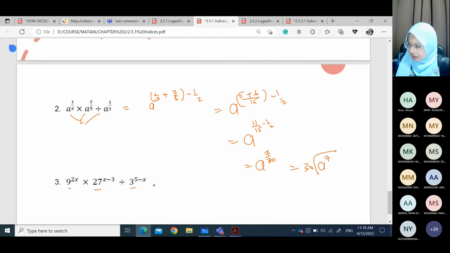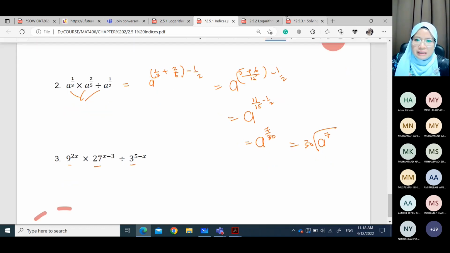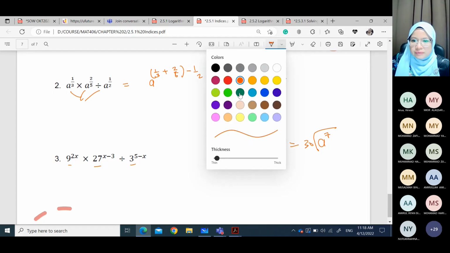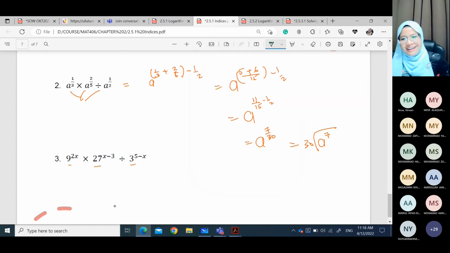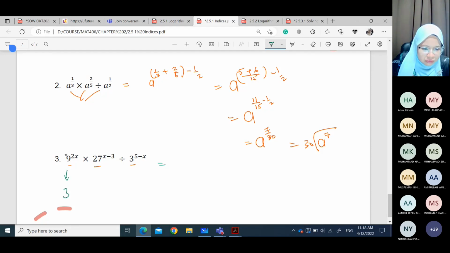9, 27 dan 3. Okay, so yang ini kita tahu dah. Base bagi 9 adalah 3. I guna colour lain. Suka main colour-colour ni. Colourful kan. Okay, so yang ini 9 kuasa 2x sama juga dengan 3. Untuk 9 ini 3, base dia 3, kuasa 2. 3 kali 3, you akan dapat 9. So maknanya 3 kuasa 2. And the whole thing to the power of 2x.